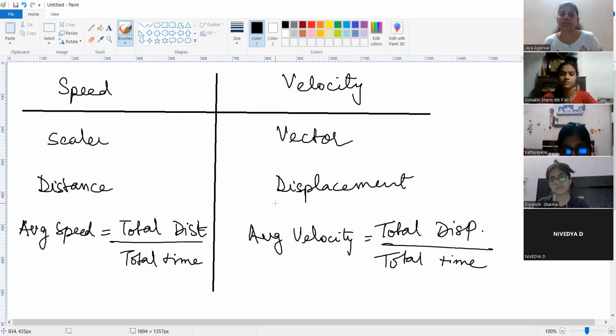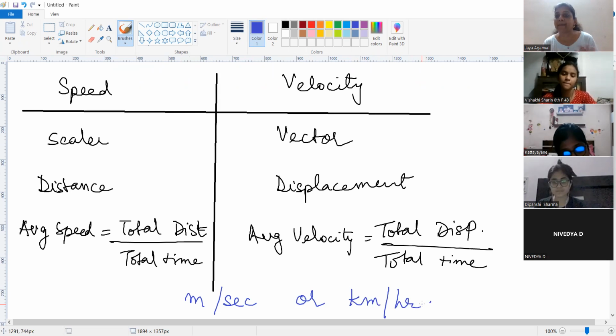Coming to the SI unit of both, which is common to both. What is the SI unit of both? Meter per second. Meter per second or kilometer per hour. I hope all of you are recapping this. Nobody is surprised hearing this, right? It doesn't sound like something you have never heard? Let's do one conversion.